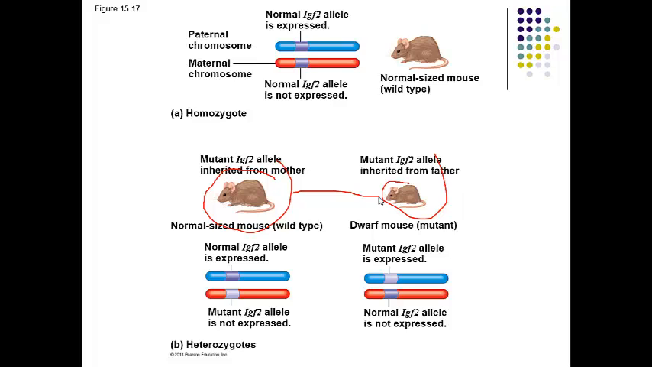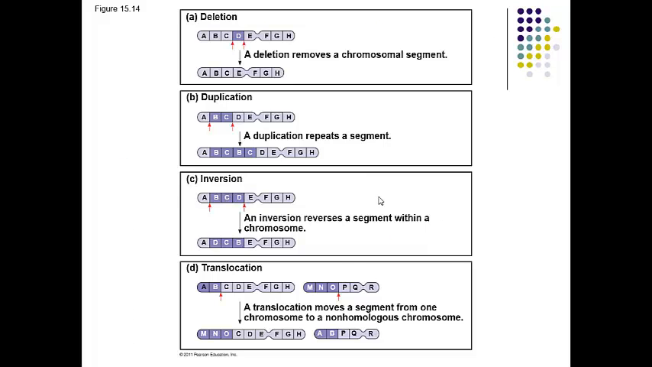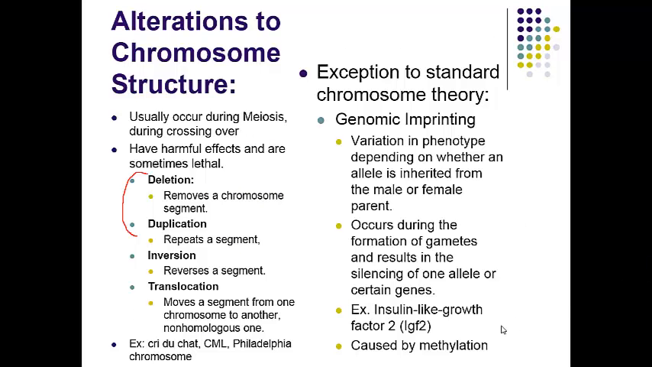We call this genomic imprinting. Alleles are silenced through a process called methylation. By adding a methyl group to the DNA, it condenses the DNA and shuts off that allele.